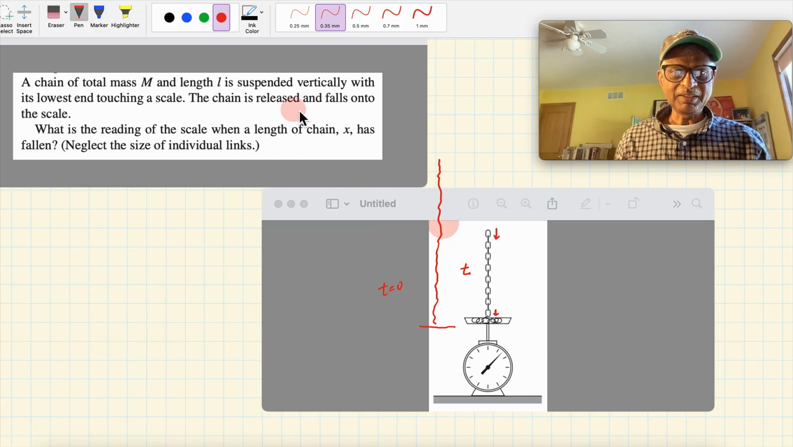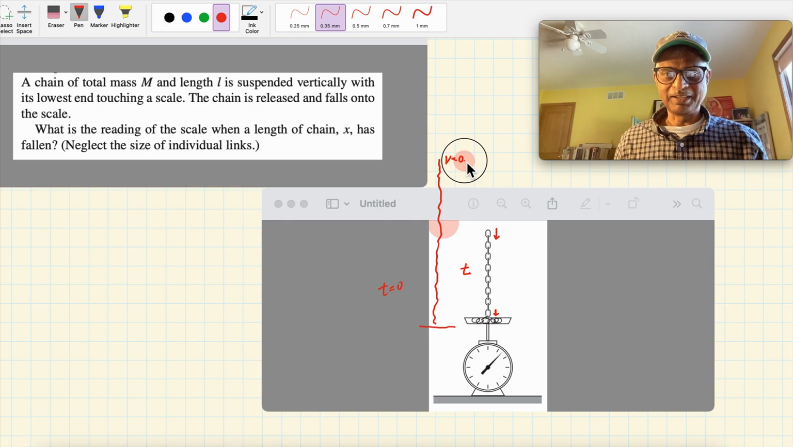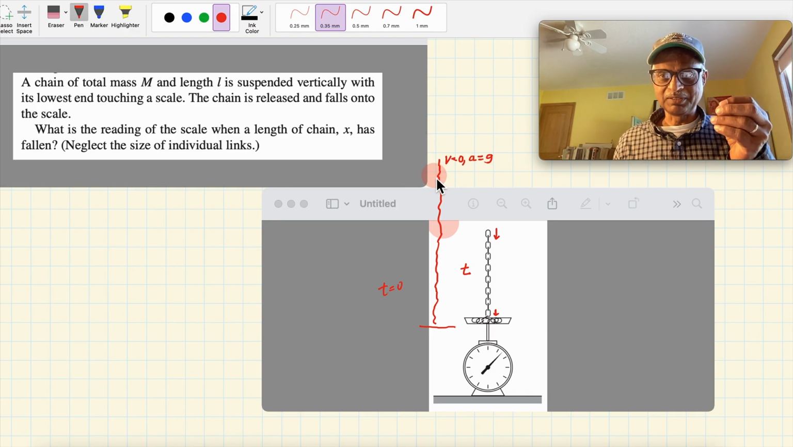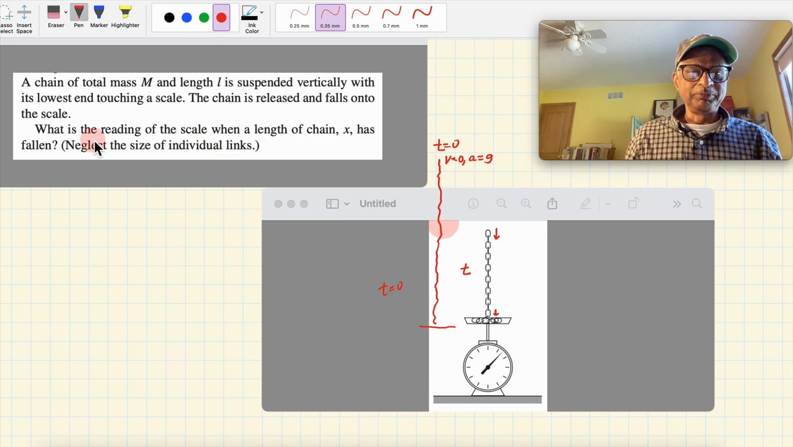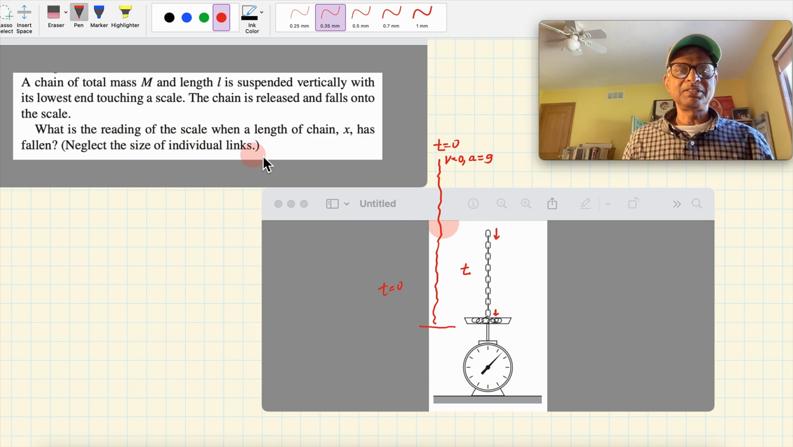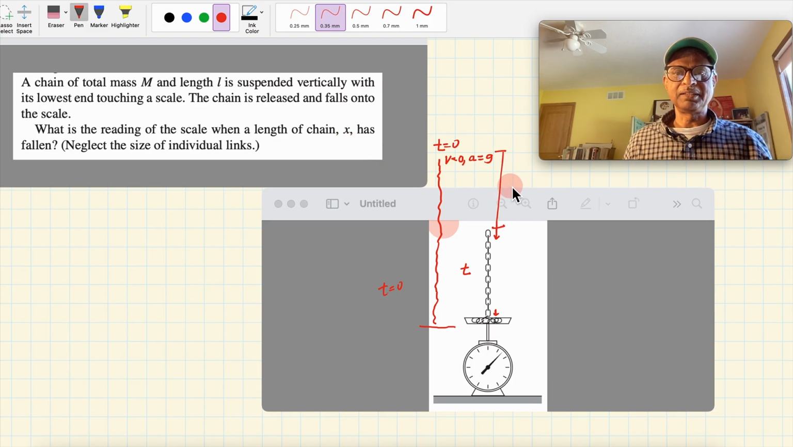Okay. And at this time, when you let go, v is 0, but acceleration is g. So the very next moment after t equal to 0, this is the t equal to 0 situation, it is going to fall. Okay. Now, the question is, after from here to here the length is x, then what will be the reading here? Okay.